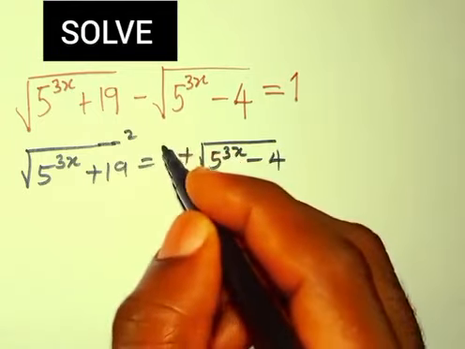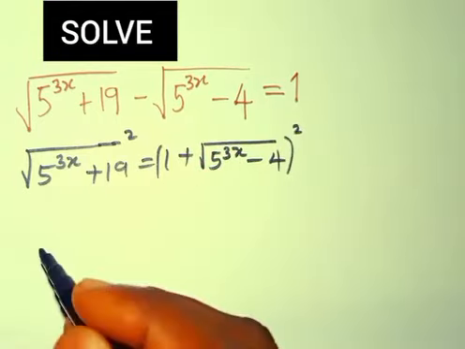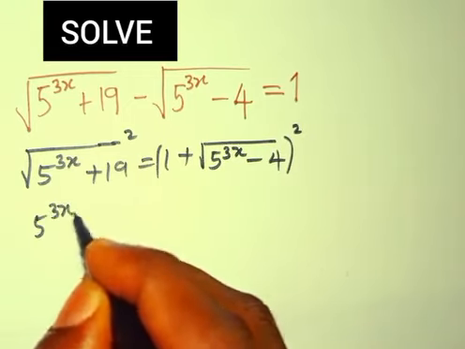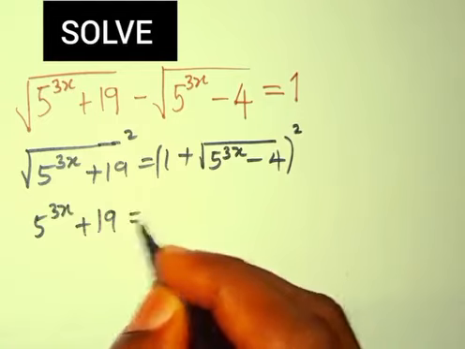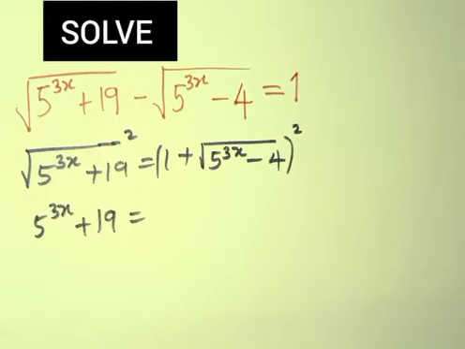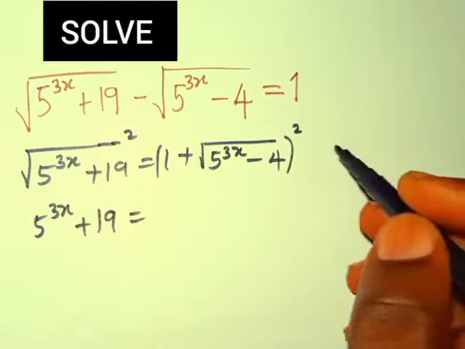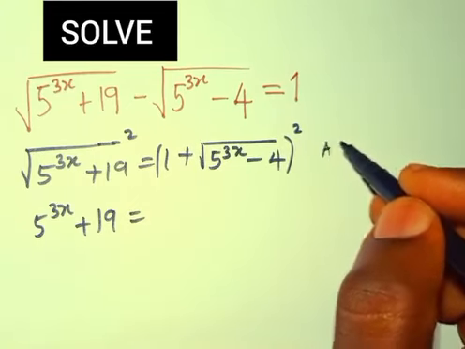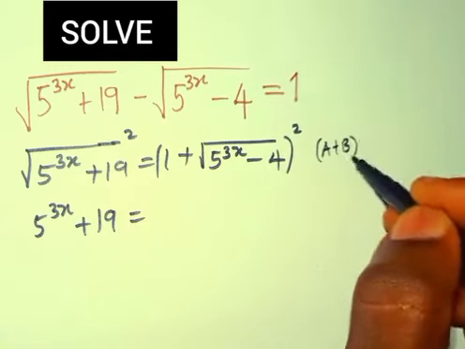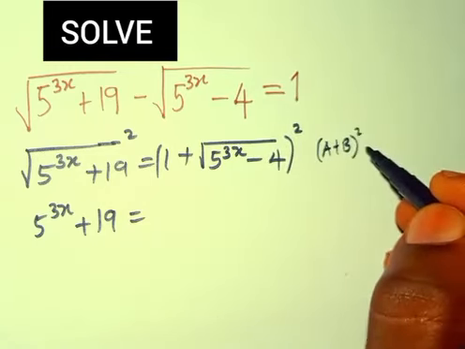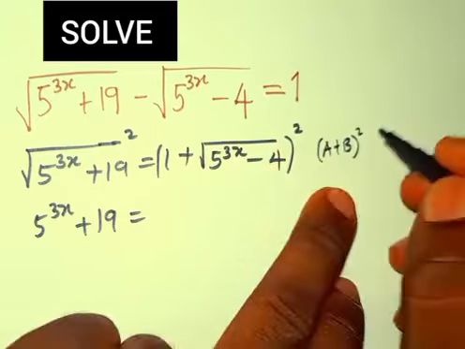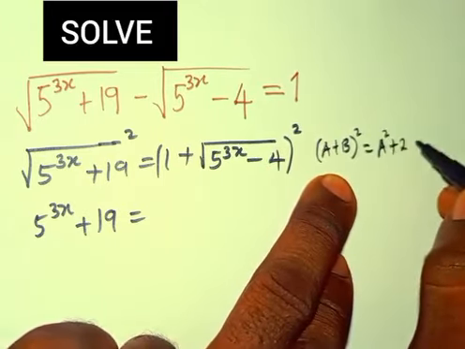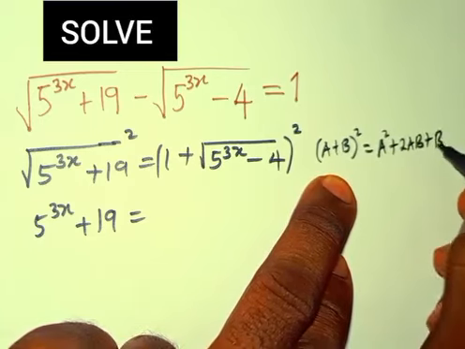So I'm going to be having this. Now from here, consider this square, we cancel the square root. I'm having 5 to the power 3x plus 19 then equals. Here, we should recall from the law that if you have a plus b all squared, that is from perfect square, it will be equal to a squared plus 2ab plus b squared.